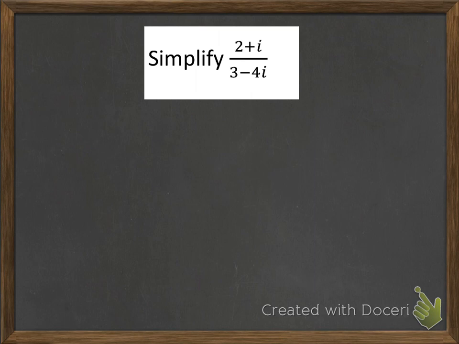Let's begin. Simplify 2 plus i divided by the quantity 3 minus 4i. Take a minute and think about how you might proceed.